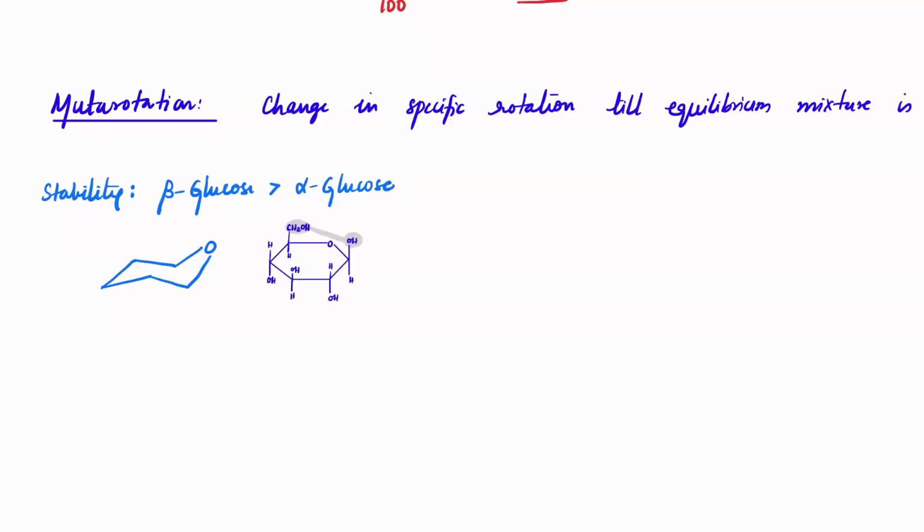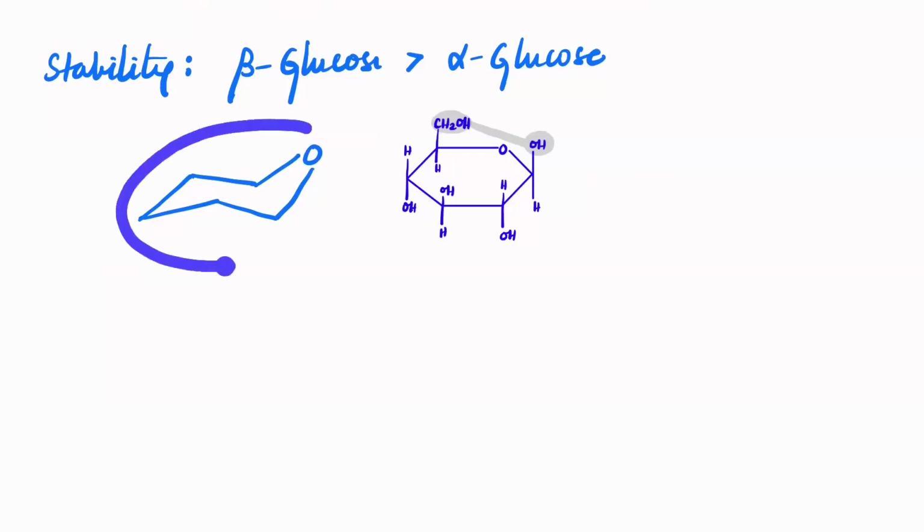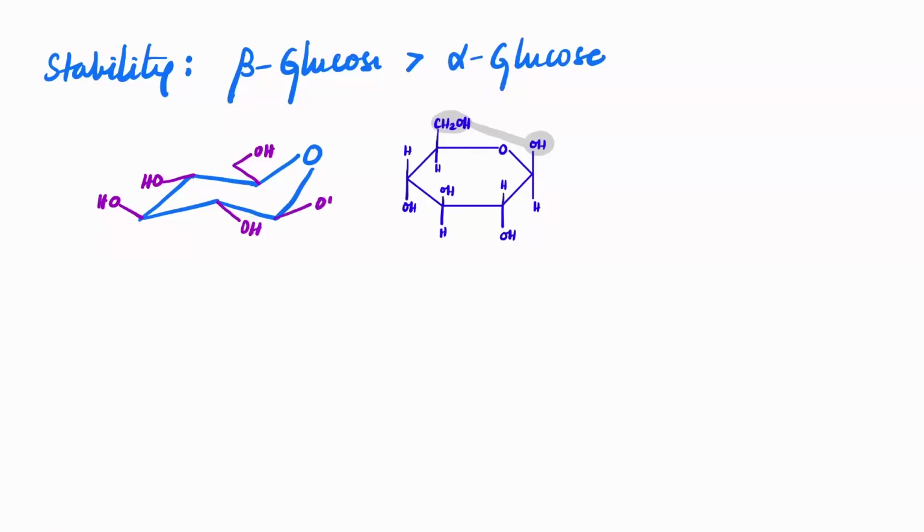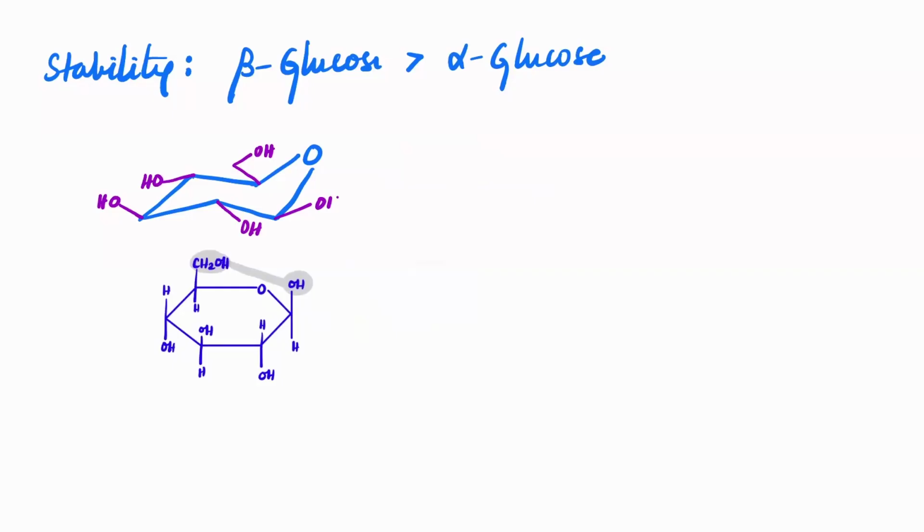So let me show you this reference. I'm trying to draw the chair form for beta glucose. We'll try to keep the CH2OH group, which is a slightly bulkier group, always at the equatorial position. So this is how we'll place it at the equatorial position. The adjacent group is trans to it. Trans means equatorial, equatorial is trans. Here also we have OH. The next OH and this OH are also trans to each other, which means this OH is also equatorial. And next, this OH and this OH are trans to each other, which makes this OH also equatorial. And this OH and this OH are also trans to each other, which makes this OH also equatorial. So this is the beta glucose form.